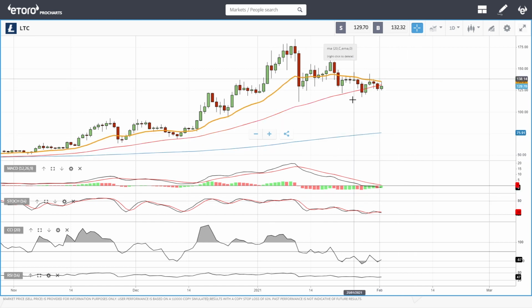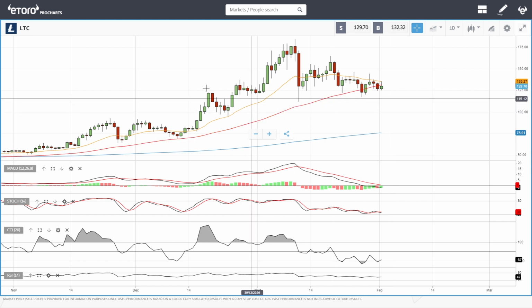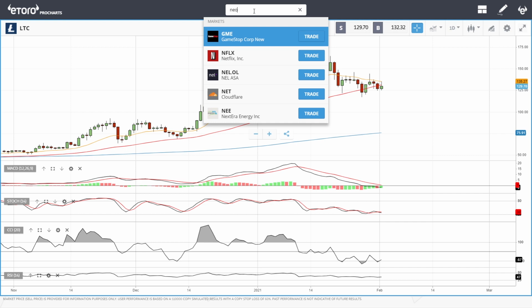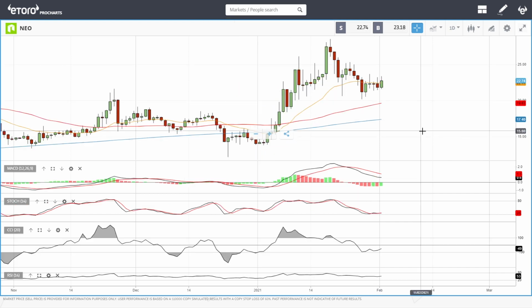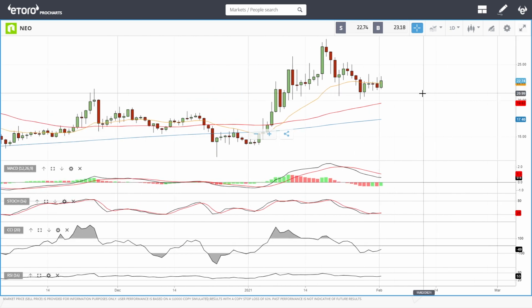So yes, a break above the 50 moving average and the 20, that's a bullish sign. If we break lower from here, then we're heading most likely down to 100. So let's look at NEO. As you can see, we have tried to rally. We did manage to break above the 20 exponential and are trading above the 20 exponential at this point.